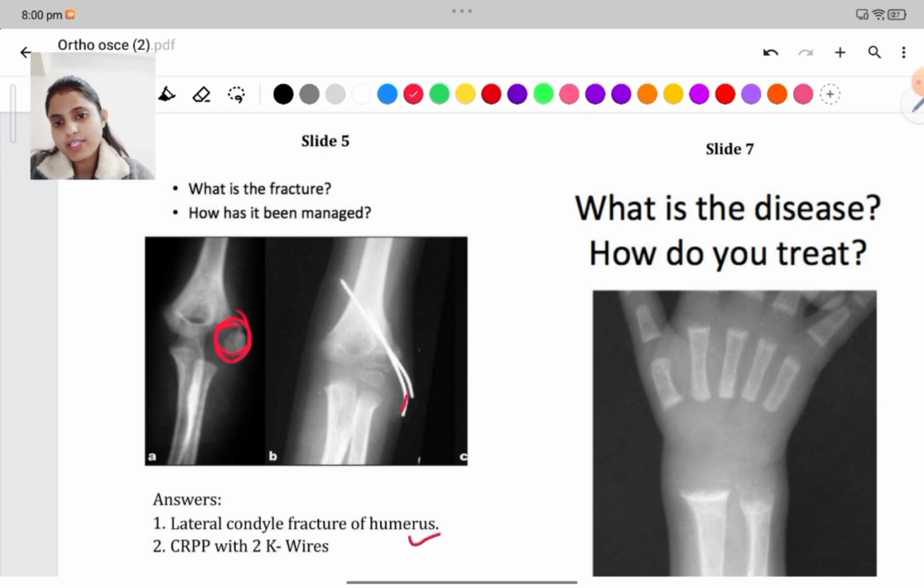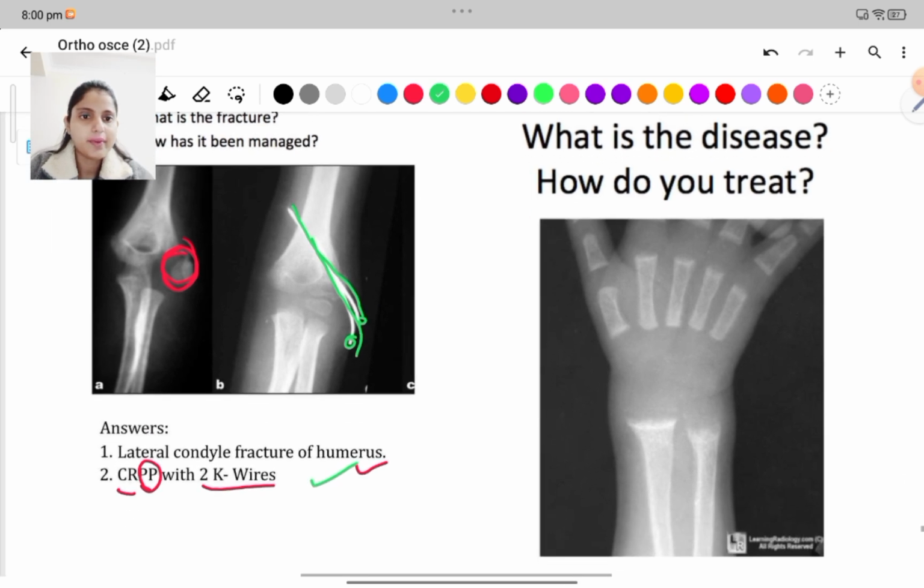So it is managed with, here we can see, 2 K wires. So closed reduction and percutaneous fixation with 2 K wires. We can see here 2 K wires have been used for the fixation of the lateral condyle fracture of the humerus. What is the disease and how do you treat it?